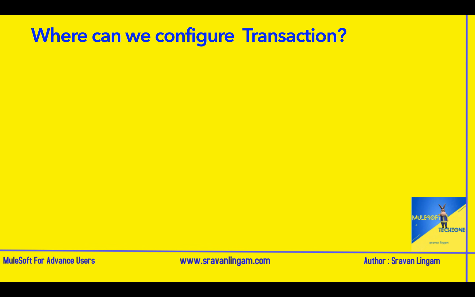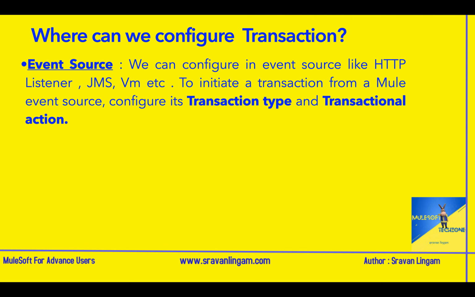Now, where can we configure the transaction? That is a big question, right? So first thing is the event source. Any flow has a source and a process phase, right? So source, for example, HTTP listener, or JMS or VM, etc. All these connectors we can configure in the event source area. To initiate a transaction from a Mule event source, we have to configure its transaction type and transactional action. I'll show you that in the demo.